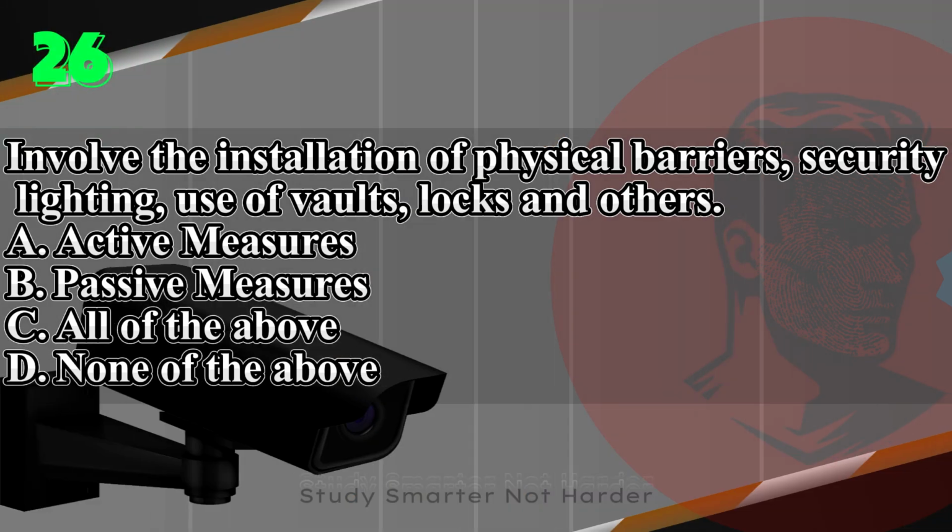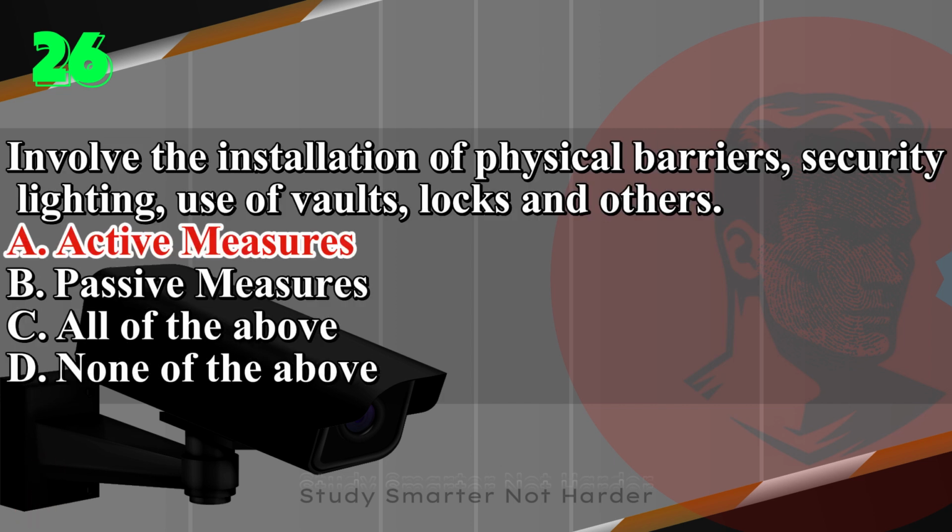26. Involve the installation of physical barriers, security lighting, use of vaults, locks, and others. A. Active measures. B. Passive measures. C. All of the above. D. None of the above. Answer: A. Active measures.